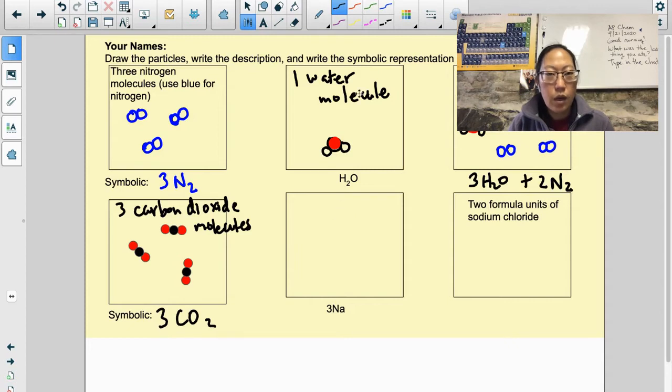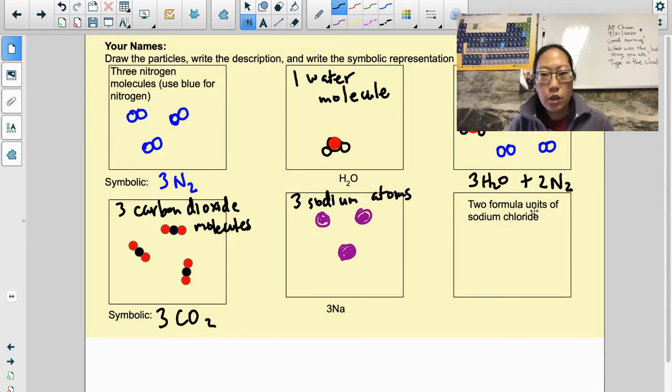Okay, 3 Na. For Na, I believe the color we're using is, well, I'll use purple. So Na, Na, Na. So that's 3 sodium atoms.